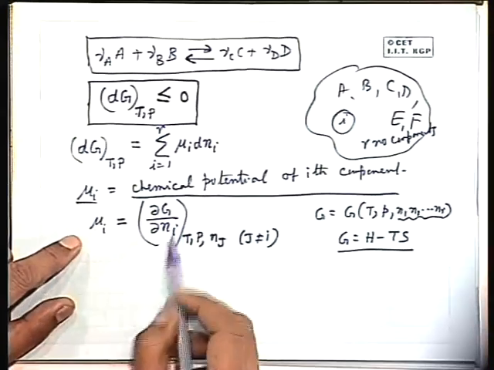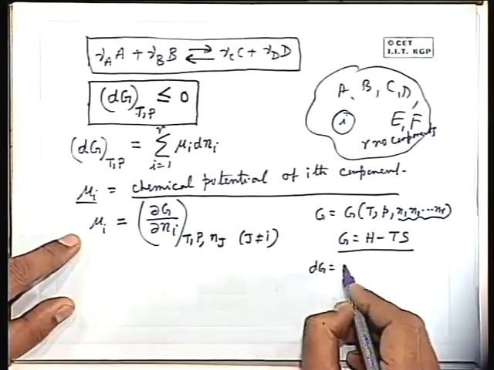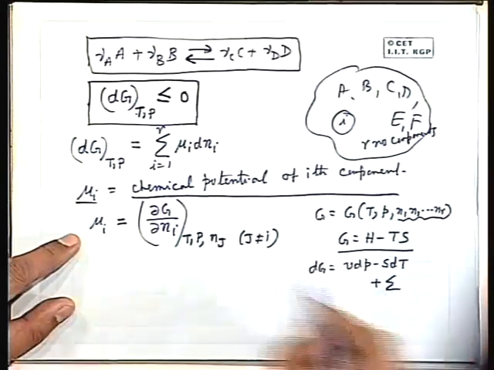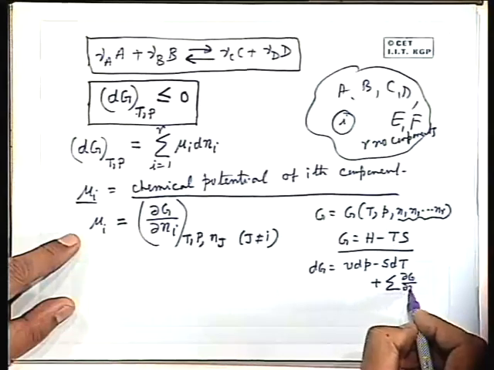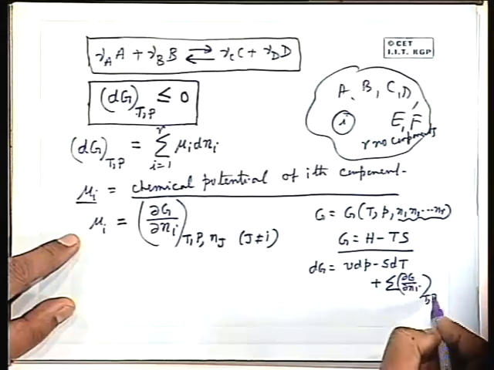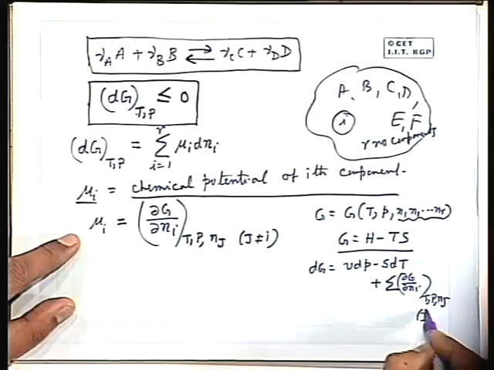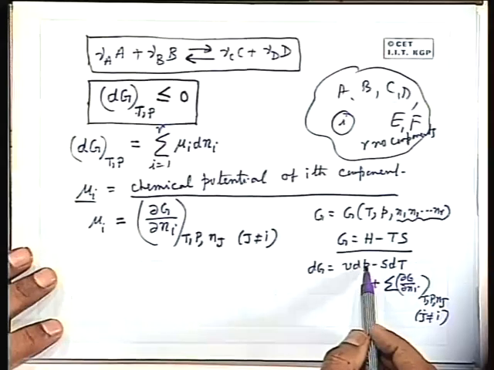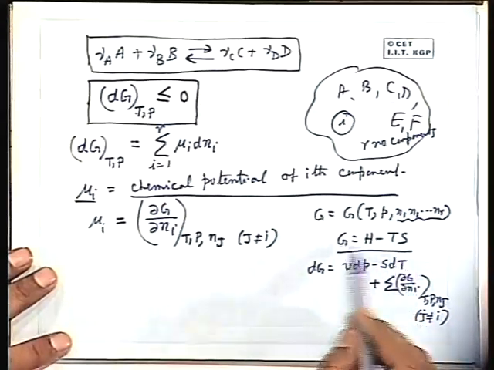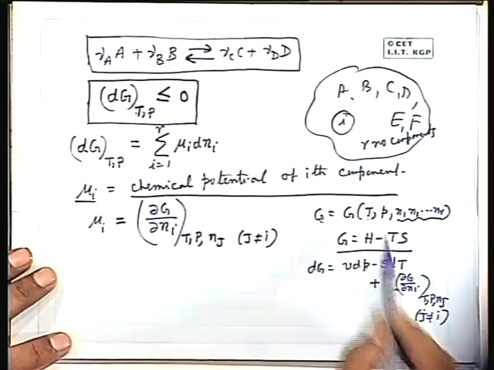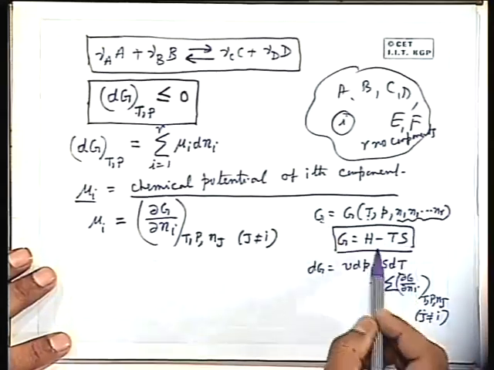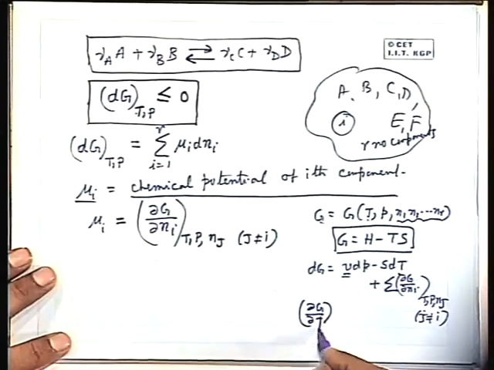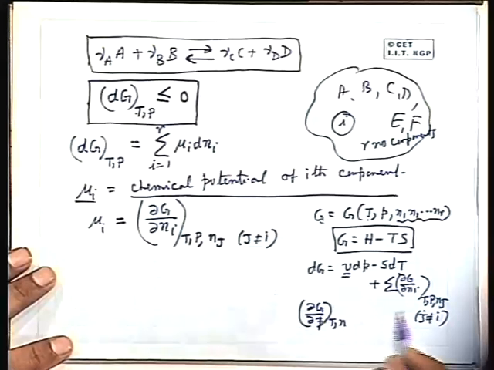Actually this is defined like that. If you get this, you will get dG is equal to V dP minus S dT plus sigma, if you write this equation, del G del Ni at T, P and Nj, j not equal to i. That means if you write del G, then you can write del G del P dP, del G del T dT, and if you use this equation you get this thing. That means this thing is nothing but del G del P at constant T and N, dNi.